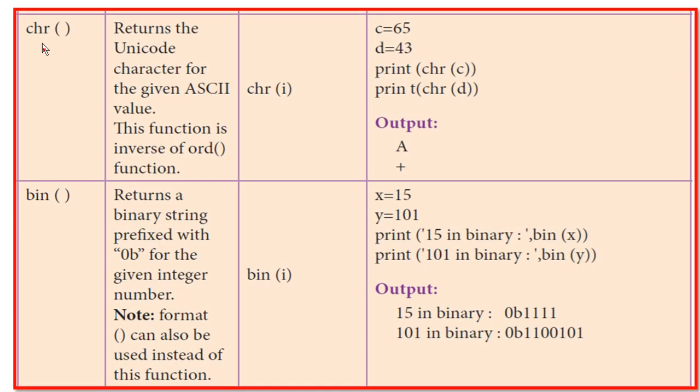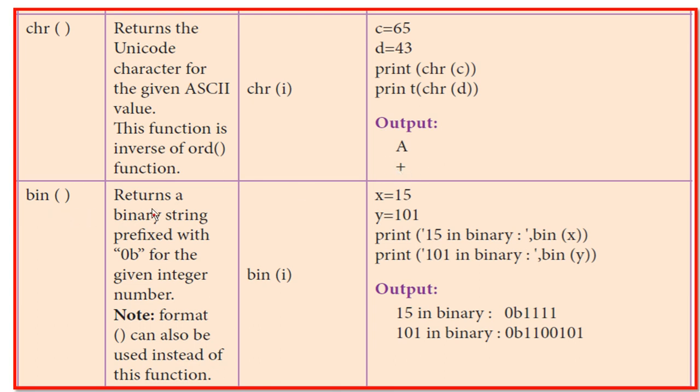Another function, CHR function, it returns the Unicode character for the given ASCII value. This function is inverse of ORD function. Already we saw that. C equal to 65, D equal to 43, print CHR of C, CHR of D. The C value is 65, equivalent character value is capital A. CHR of 43, the equivalent character value is plus.